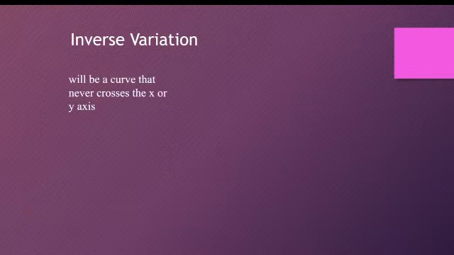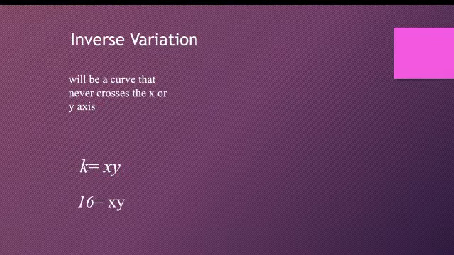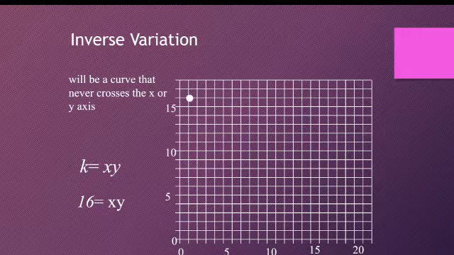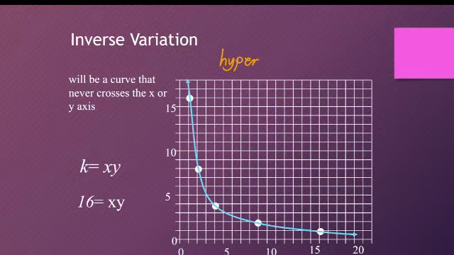So, yung inverse variation will be a curve that never crosses the x or y axis. So, let's say for example, meron tayo ditong x equal to xy. So, ang constant natin ay 16. Let's say for example, so yung magiging itsura niyan ay ganito. Okay? So, kapag inverse naman, never siya magta-touch sa x and y axis. So, ganyan yung magiging itsura ng graph ng inverse. At ang tawag natin dyan ay hyperbola. So, wag tayong malilito dun sa graph ng quadratic function, which is the parabola. So, kapag inverse naman, hyperbola.